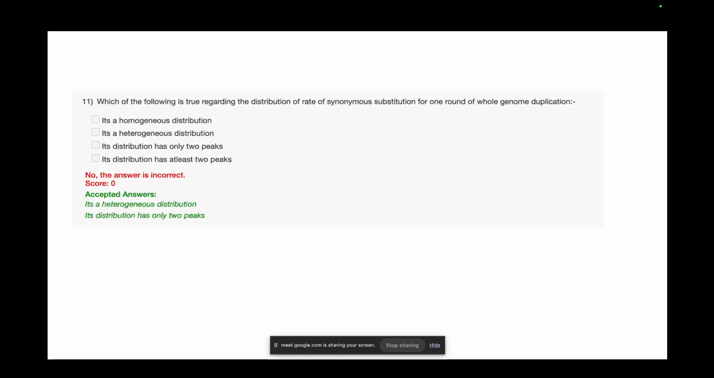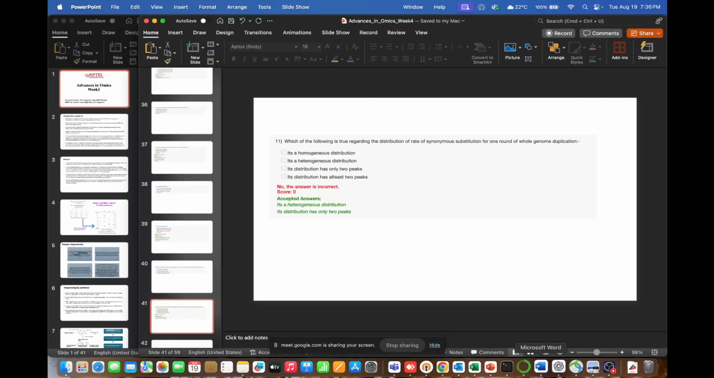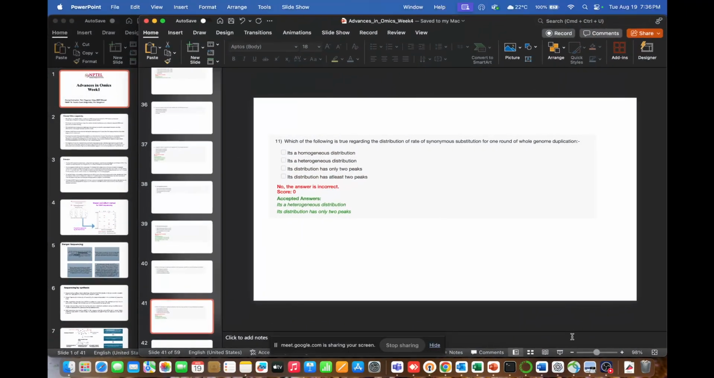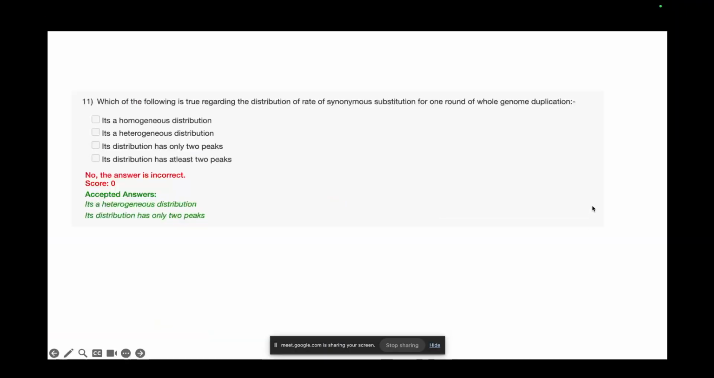No, it's not going to be a homogeneous distribution. And I think you chose A and D. I think the answers are B and C. It's not going to be a homogeneous distribution because after one round of genome duplication, the rate of synonymous substitution is never going to be homogeneous, because it's always random. So it is always going to be heterogeneous. You will very rarely find a homogeneous distribution in genomics, because these mutation rates are very random in nature.